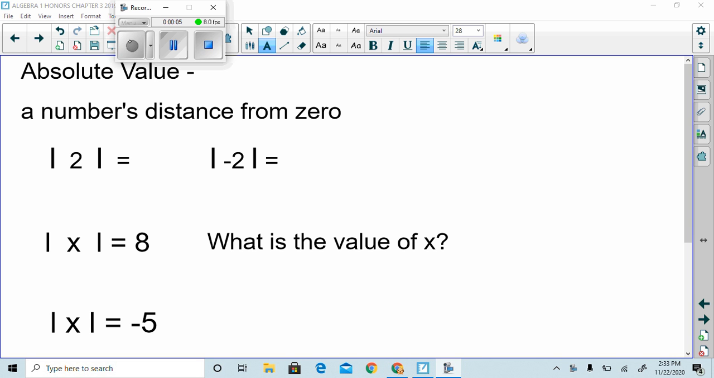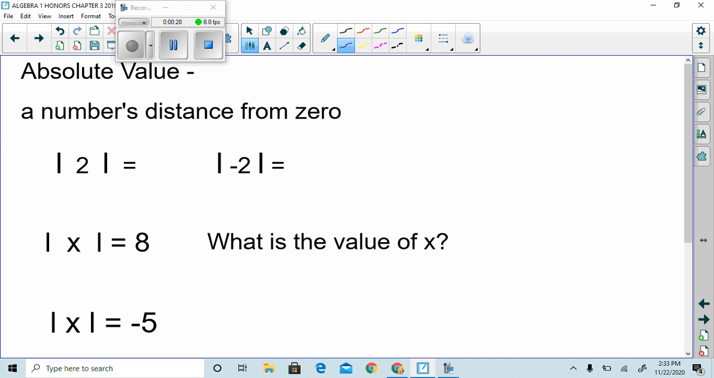We're going to continue talking about solving inequalities, but first we're going to take a little sidestep and talk about absolute value. Absolute value, as you recall, is a number's distance from 0. So the absolute value of 2, how many spaces is 2 from the origin? Is 2 spaces.